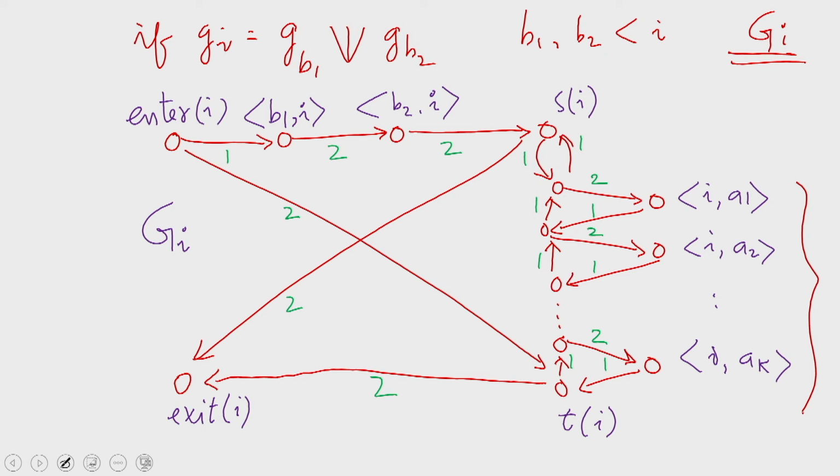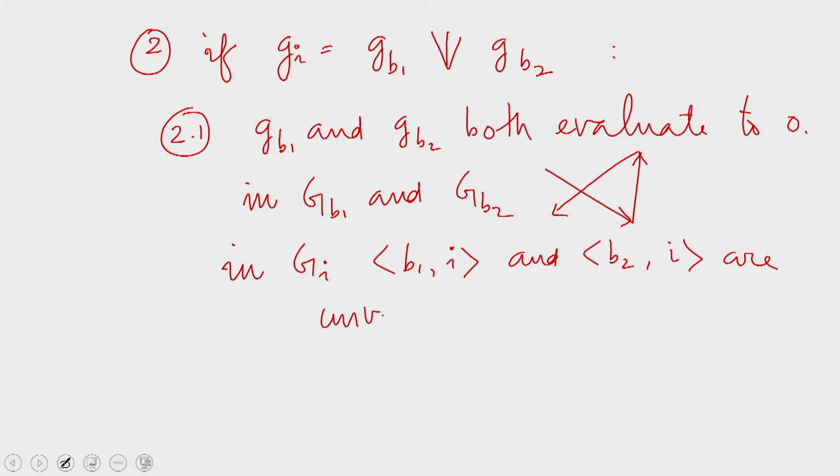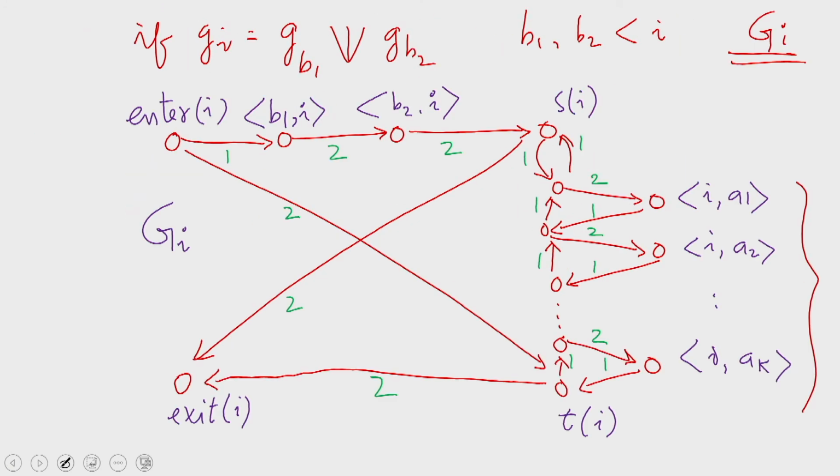which means in particular all the edges labeled 1 out of these vertices on the right hand side have been taken, but vertex B1i has not been visited in particular, and this is indeed the case with GB2 as well. Therefore, we find that in Gi, B1i and B2i are unvisited vertices. Once again, going back to the figure, now let us see how the DFS would proceed within G of i.